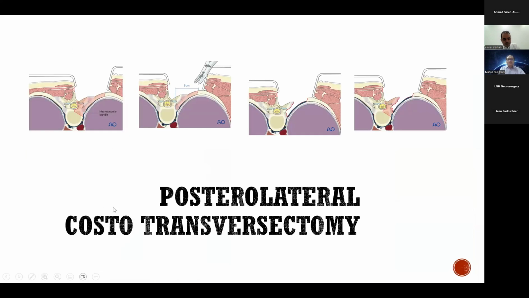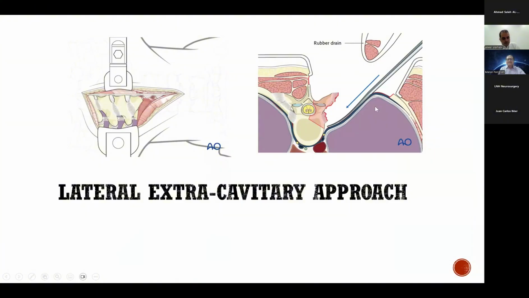So as I explained, in a posterolateral costotransversectomy, only 5 centimeters of rib is removed, whereas in the lateral extracavitary approach, 9 centimeters of rib is removed. The neurovascular bundles are separated from the rib, and the pleura is preserved to avoid pneumothorax. And extrapleurally, one can do tumor excision, as I just showed in the scan that we removed the tumor extrapleurally.